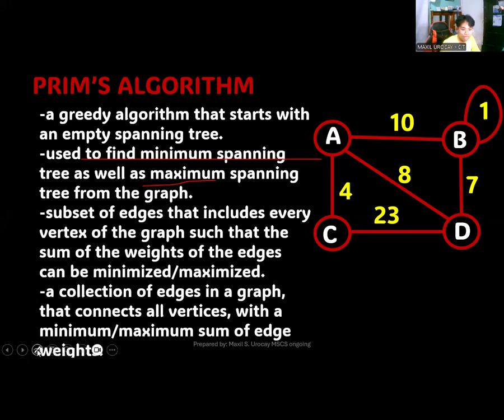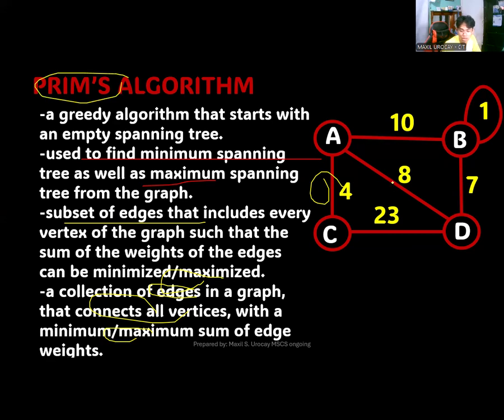the graph data structure. So a subset of edges that also includes every vertex of the graph such that the sum of the weights of the edges can be minimized or maximized. A collection of edges in a graph that connects all vertices with a minimum or maximum sum of edge weight. So our focus here is that we must not create a cycle, and we are doing a minimum spanning tree using Prim's algorithm.